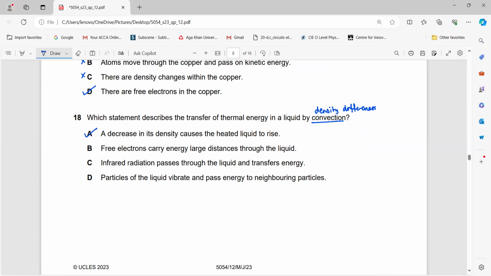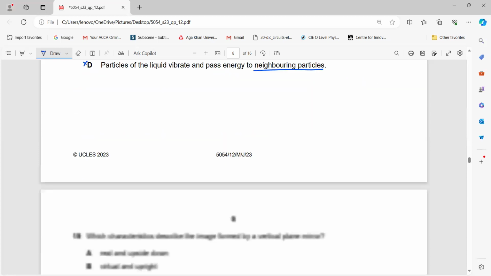Why is B not the answer? We don't talk about electrons when we talk about convection because transfer of energy through electrons is only in metals, specifically in metals, right? So B is not the answer. Infrared radiation, this is radiation. Particles in liquid vibrate. Yes, they do and pass energy to neighboring particles. No, they have enough space to move around. Which is why convection is one of the methods that helps you understand that heat is transferred in liquids and gases through convection current. 19.